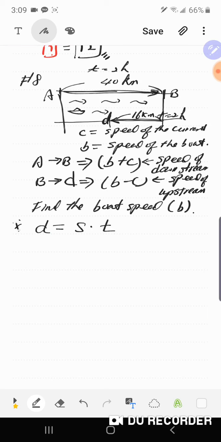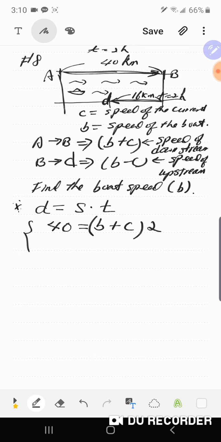For upstream, from the upstream information, the total distance the boat traveled is 16 kilometers. And the total speed is B minus C because you are going against the water. And then how many hours did it travel? 2 hours. So we have a system of equations with these two.